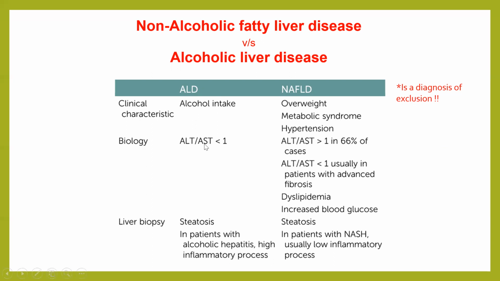In laboratory tests, and this is something I really want you to remember, in the case of alcoholic liver disease, AST is more elevated than ALT, which is the opposite case in non-alcoholic fatty liver disease, where ALT is more than AST. And of course, they have more things that come along with the liver problems: dyslipidemia, increased blood glucose, steatosis, and other things.